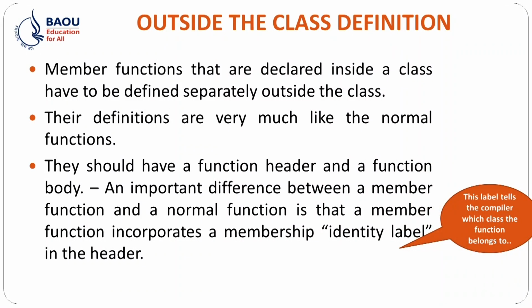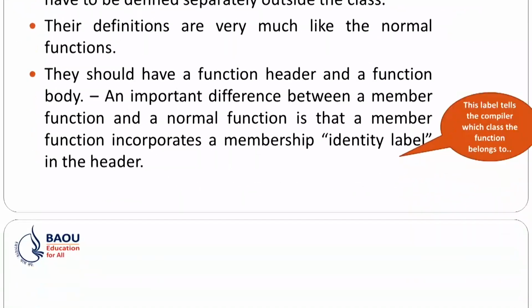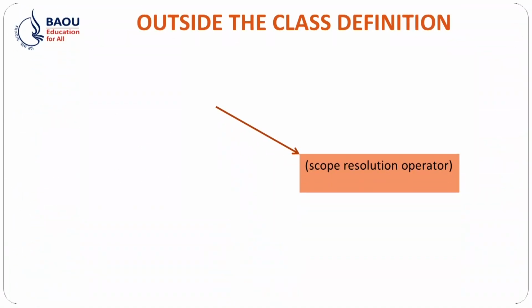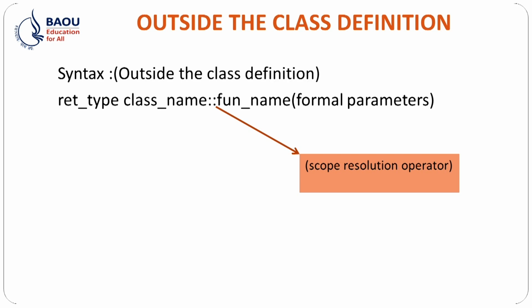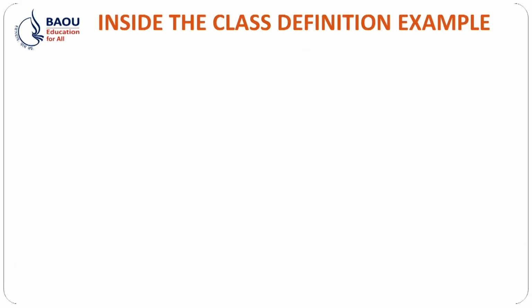This label tells the compiler which class the function belongs to. So what is the outside class definition syntax? Return type, class name and the scope resolution operator, then the function name and the formal parameters and function body. So let's see the example of outside the class definition.